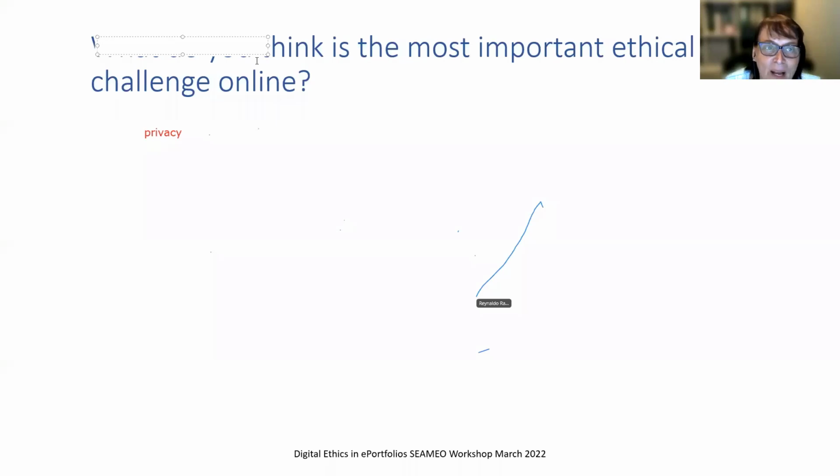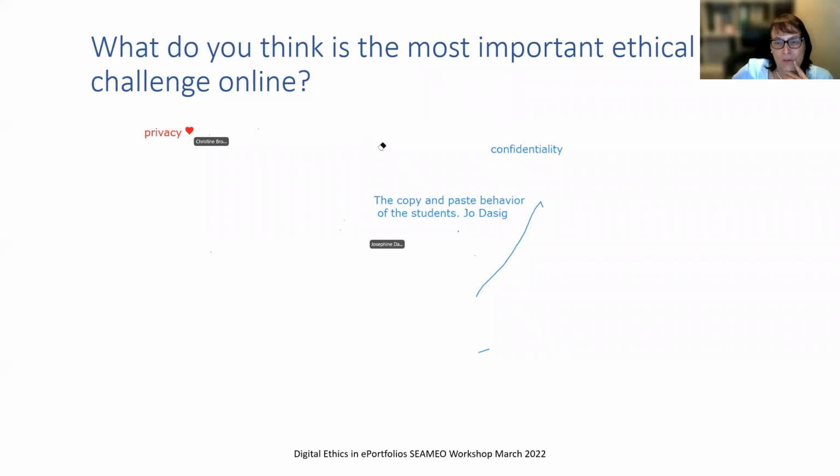So what is the most important ethical challenge online? The copy-paste behavior of students? Yes. Plagiarism. That's definitely one we know about. Confidentiality. What else do you think might cause problems for students? Well, I know Christine mentioned a couple before.